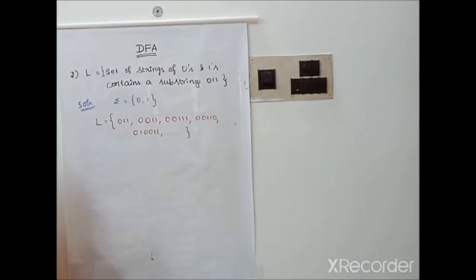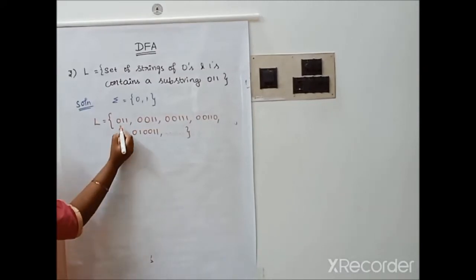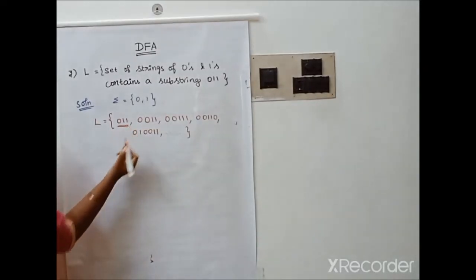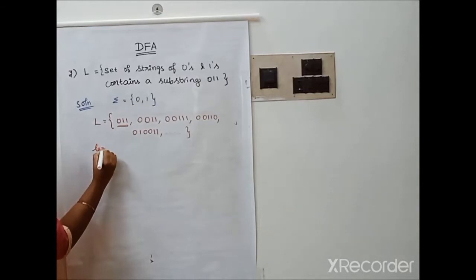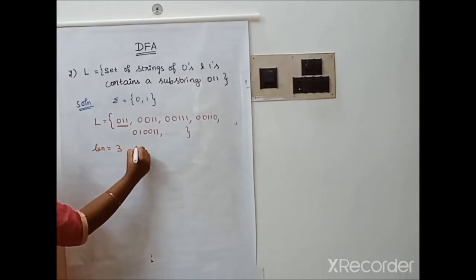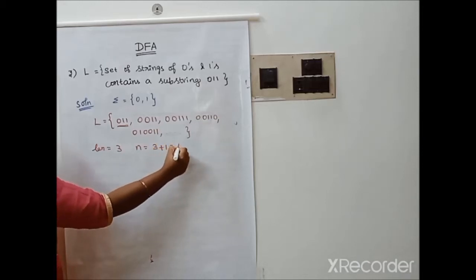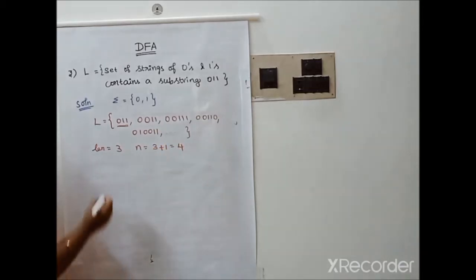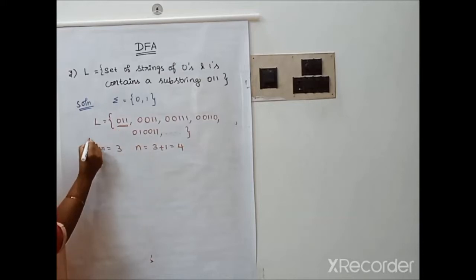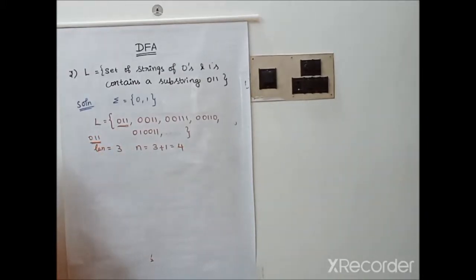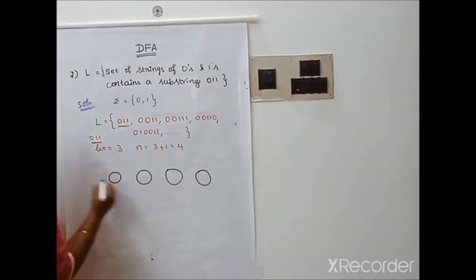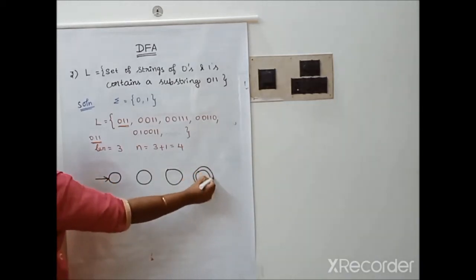What is the minimum string length? 3, because here 011 is the minimum length string, therefore length is equal to 3. Number of states n is equal to 3 plus 1 is equal to 4. So for finding this length we have taken the string 011. Now we are having 4 states, therefore we need to draw 4 states. The first is our initial state, the last one is our final state.